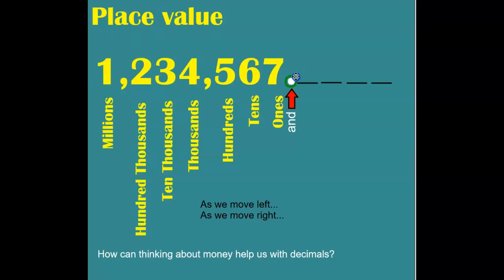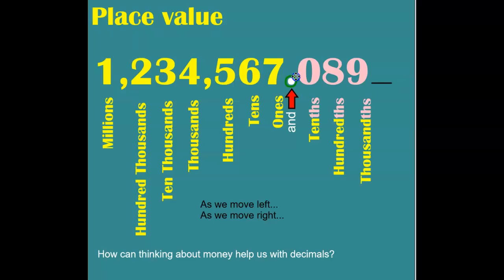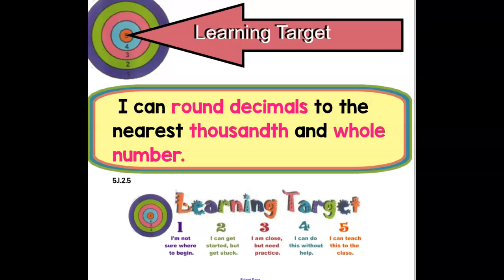As we go to the right, the next spot to the right of the decimal is our tenths, our dimes. Then our hundredths, that's our pennies. Thousandths, that would be our slivers of a penny. And then 10,000ths. So small it's getting so hard to even imagine. Our learning target for today is I can round decimals to the nearest thousandth and whole number.